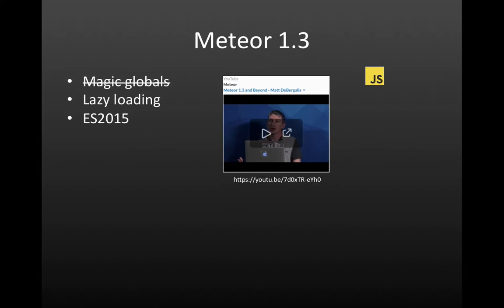So at first, Meteor 1.3. I'll put that link on the website for the meetup as well. A few things that are new in 1.3: they removed magic globals. And the main cause of that was that at some point, in bigger projects, they just ran out of variable names. And it got very, very confusing. And it's the same reason why they introduced lazy loading as the default.